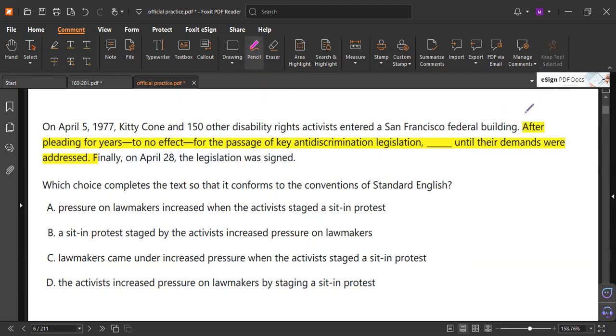Now here again an appositive phrase, or we can use a present participle phrase. After bleeding for years for the passage of anti-discrimination laws, who does this action? The pressure to protest, lawmakers, activists. Logically, A and B are wrong. Who was looking for that? Lawmakers? From the meaning, it's not lawmakers, of course. It's activists. So it's letter D.